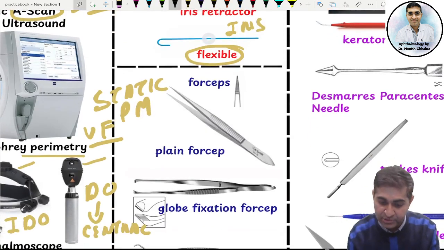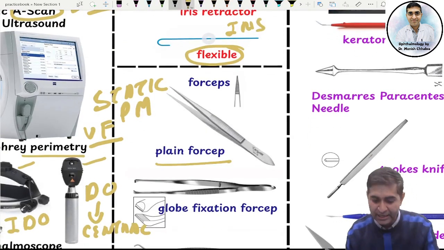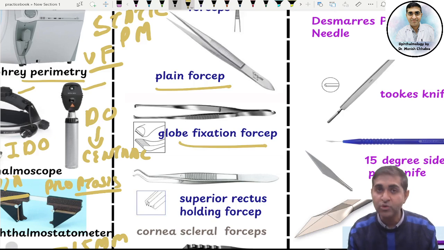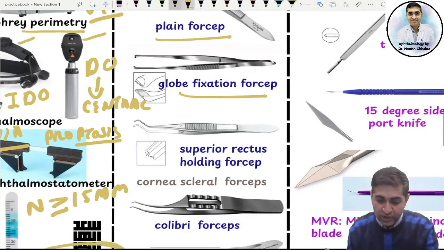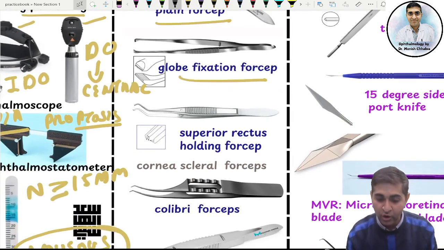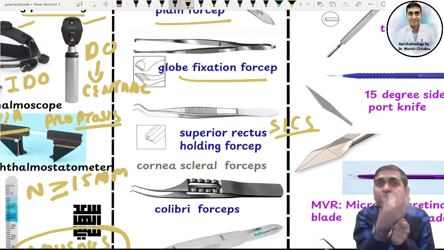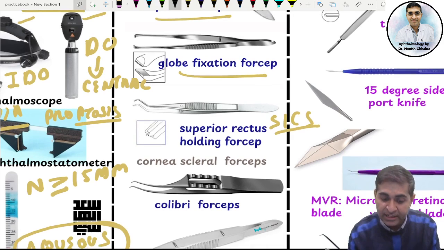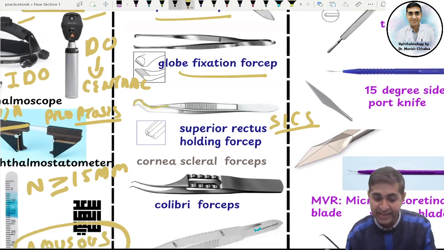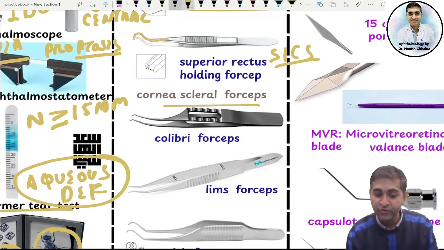Then there are forceps. So this is plain forceps, you want to hold any structure. Globe fixation forceps, you want to hold the eyeball so that it does not move. Then superior rectus holding forceps, it is used in small incision cataract surgery, where you want to pass the bridle suture through the superior rectus muscle. How will you identify it? It is S-shaped. Then there is corneo-scleral forceps.